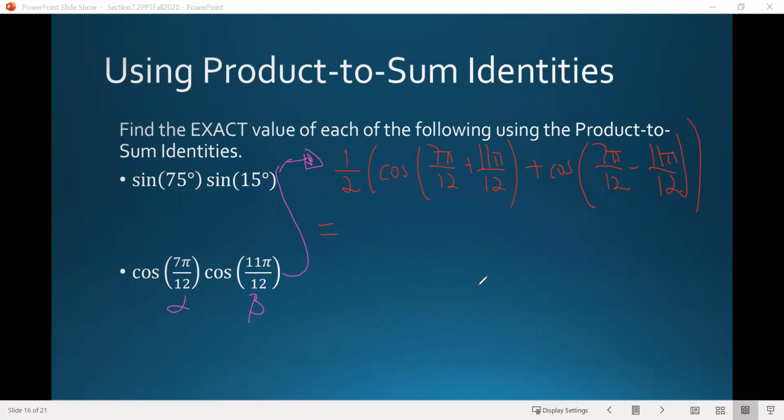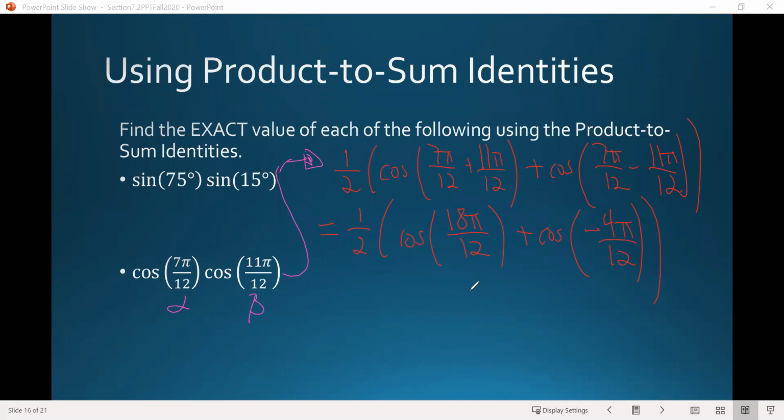And then we can go to work on the simplifying. So I have 1/2 times the cosine of 7 pi over 12 plus 11 pi over 12, which would give us 18 pi over 12, plus the cosine of 7 pi over 12 minus 11 pi over 12. Subtract the numerators there. 7 pi minus 11 pi gives us negative 4 pi over 12.